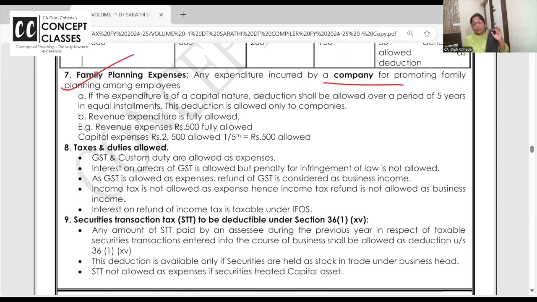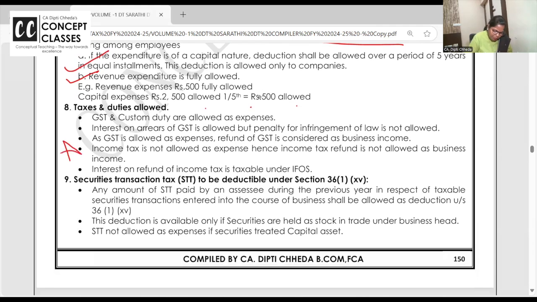It is allowed only in case of a company. Revenue expenditure, 100% allowed. Capital expenditure, 1/5 is allowed. This one is super duper important. Market, very, very important. Taxes and duties. I will give you a list of what is allowed and what is not allowed in default. Right now we are completing it, see.